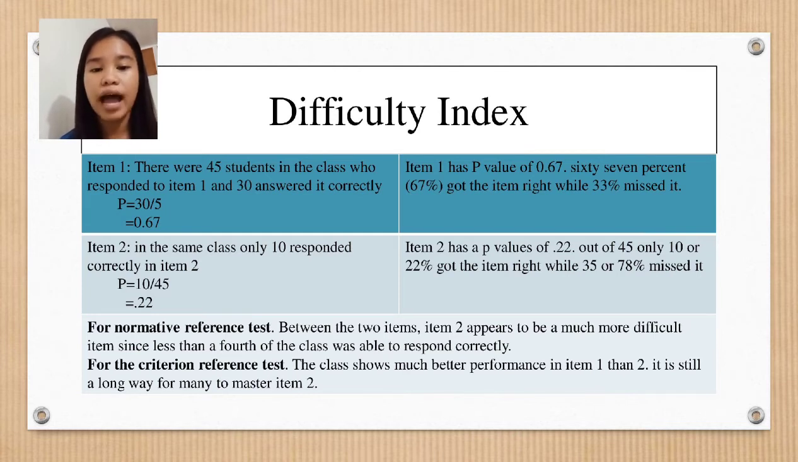For normative reference tests, between the two items, item 2 appears to be a much more difficult item, since less than a fourth of the class was able to respond correctly. For the criterion reference test, the class shows much better performance in item 1 than item 2. It is still a long way for many to master item 2.